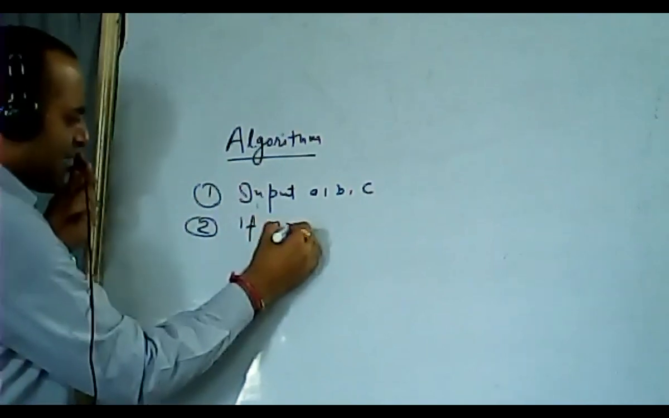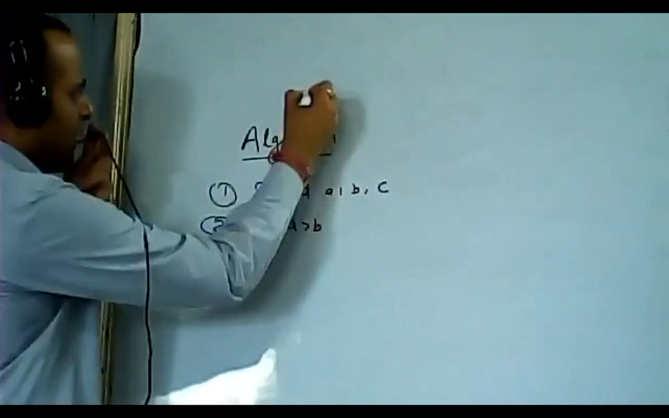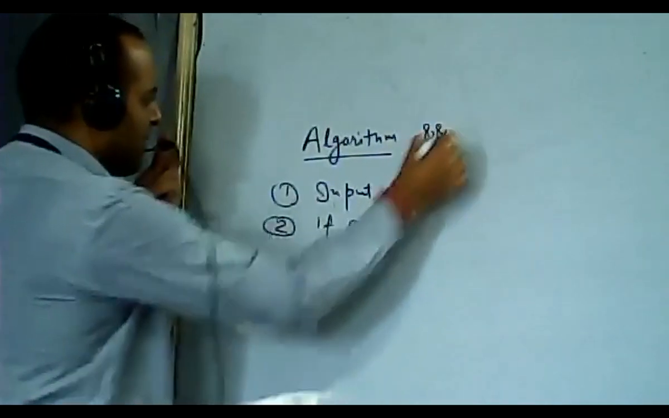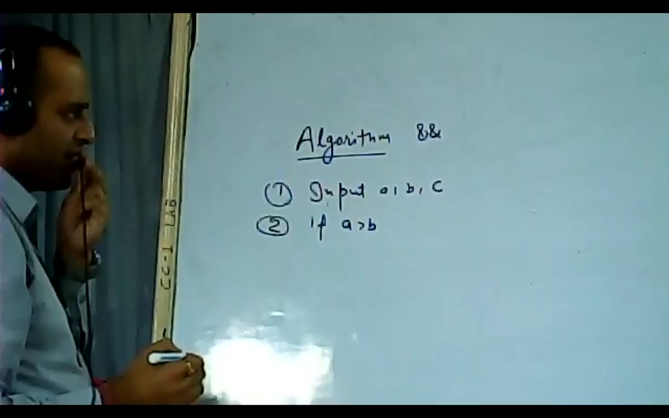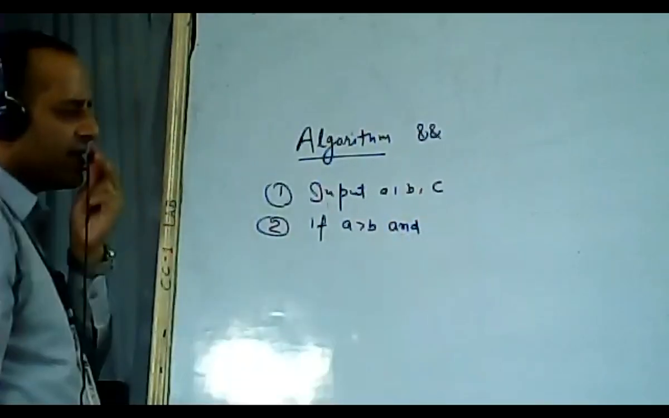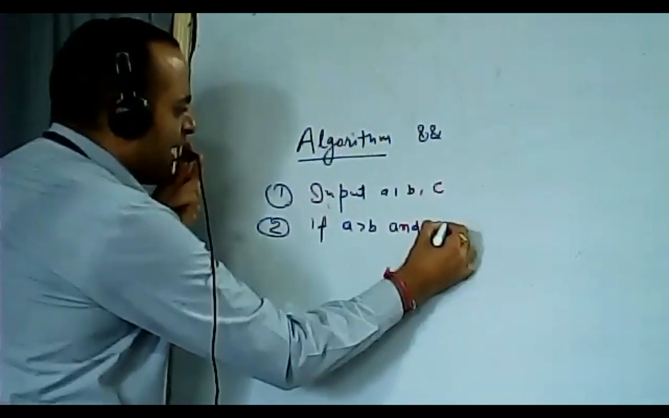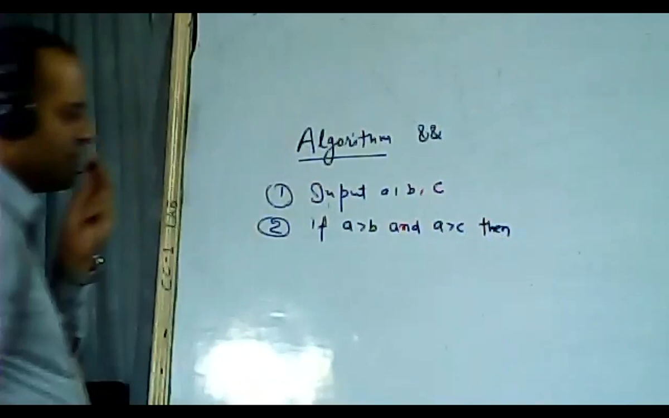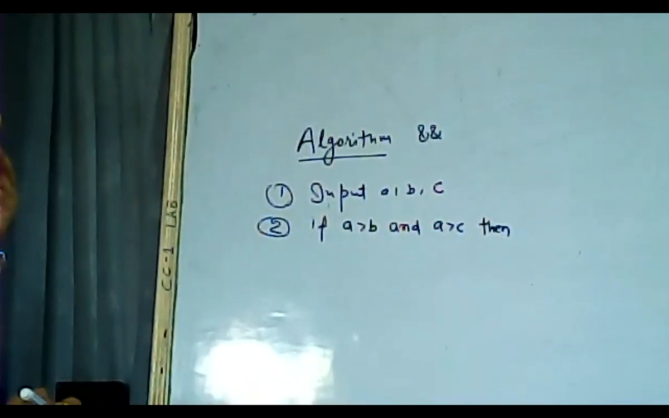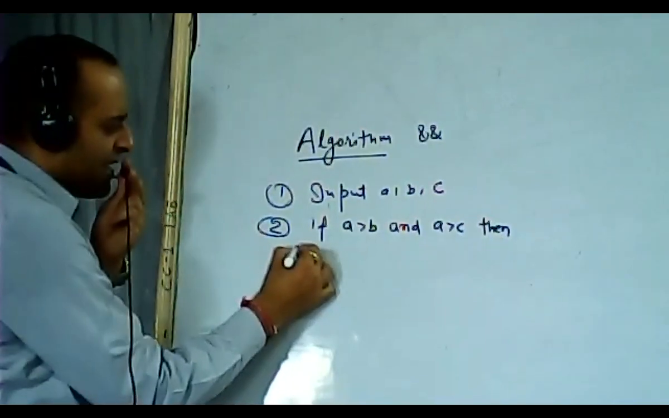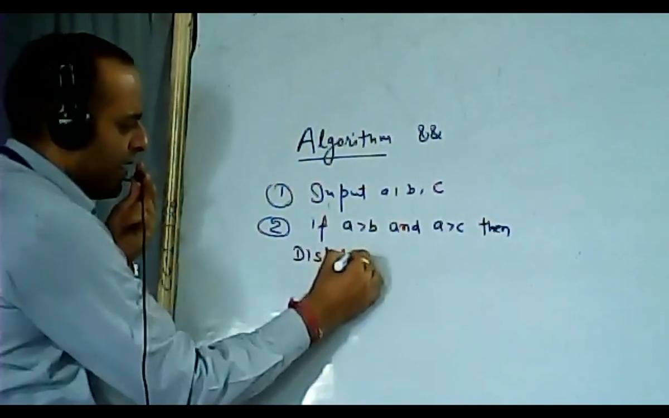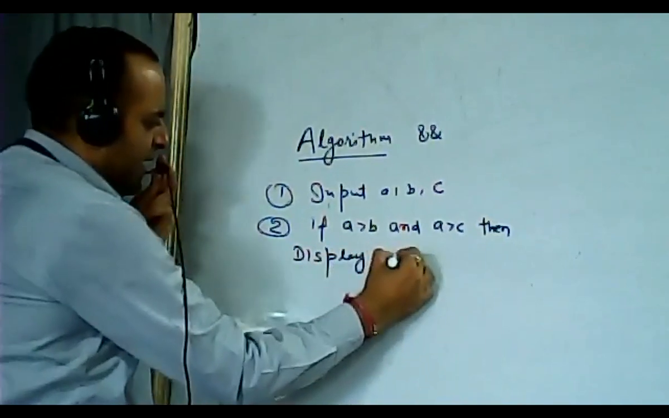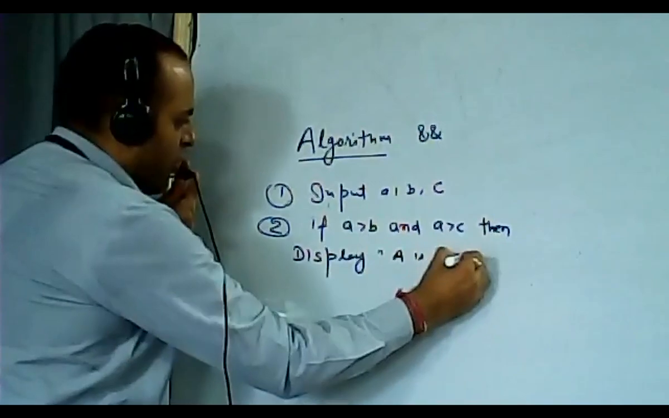if a is greater than b. In programming you wrote logical AND like this, if you remember, but here I can write in simple English language. If a is greater than b and a is greater than c, with if we use then, while writing an algorithm. Then we will display a is greatest. Yes or no?